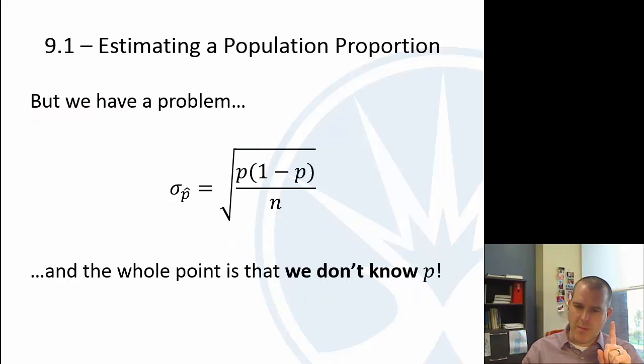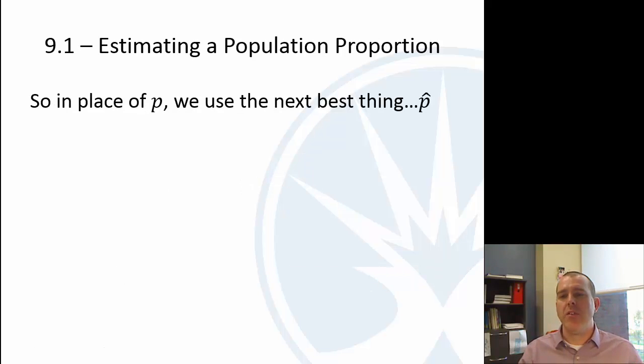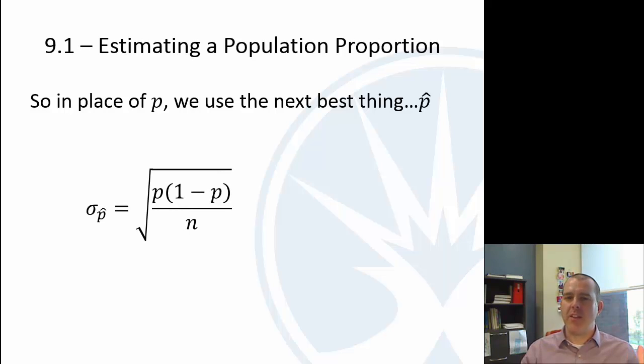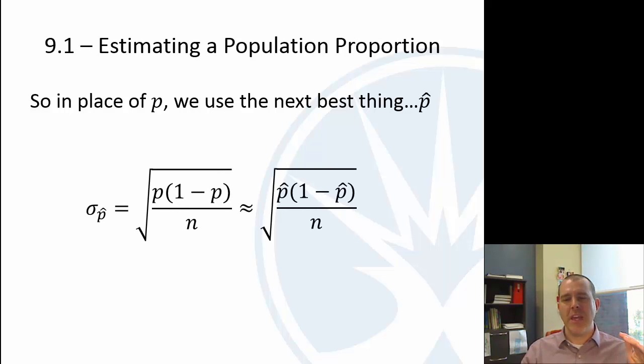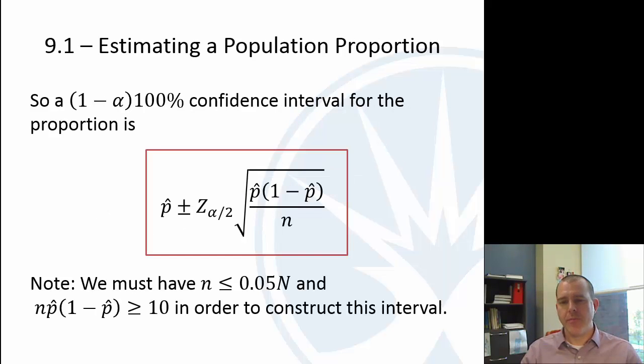Okay, there's one problem. All of these assume it's this number of standard deviations, and you can calculate the standard deviation. But the standard deviation formula includes p, which we don't know. The whole point is we're trying to find a confidence interval for p. So we're going to include a little bit of fuzziness in here, and we're going to use the next best thing, which is the sample proportion. And so we're going to say that this standard deviation is approximately equal to, if we replace that p, which is our unknown, that's the whole point, with the sample proportion.